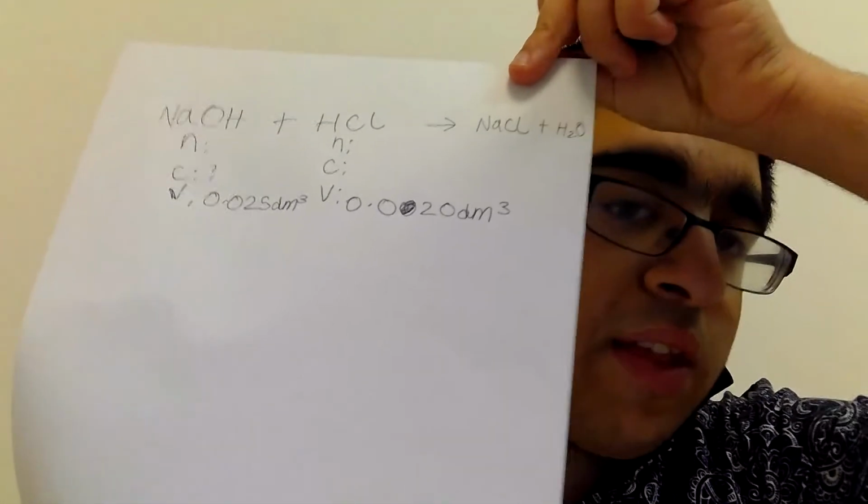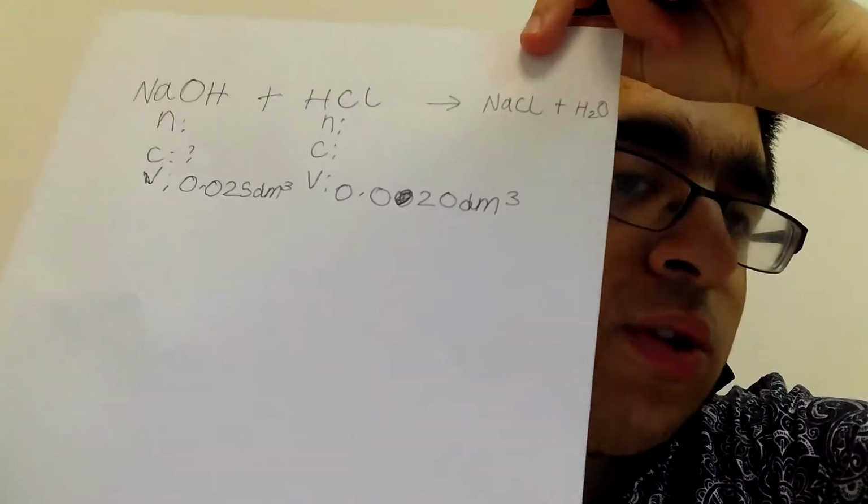Wait. Oh no, sorry. 20 divided by 1,000, I got it wrong, I should do this right. It's 0.020. Ignore that scribble there. 20 divided by 1,000 is 0.020 decimeters cubed. So 20 centimeters cubed is 0.020 decimeters cubed and not 0.0020 decimeters cubed. That is 20 cm cubed in decimeters cubed.